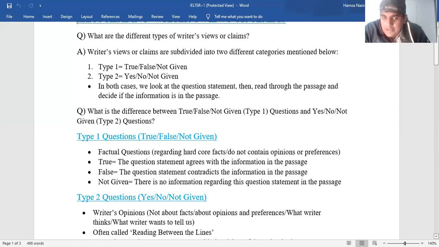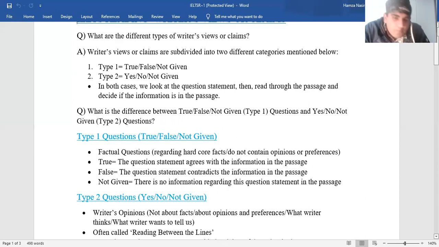Thirdly, not given. Now, let's say you have gone through the reading passage in depth, and then you're looking at the question statement. You do not have enough evidence to ascertain whether this question statement contradicts or is being verified by the information in the passage. So when you have insufficient information and you're unsure what the answer is going to be, in that case, the answer will be not given.